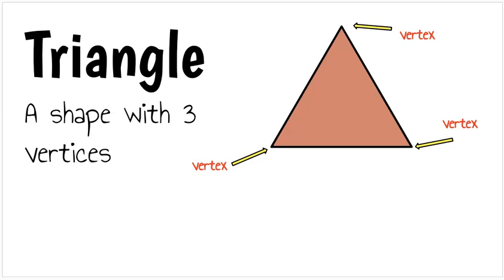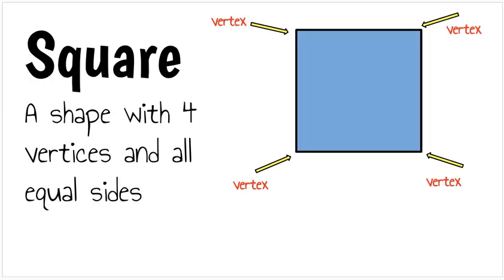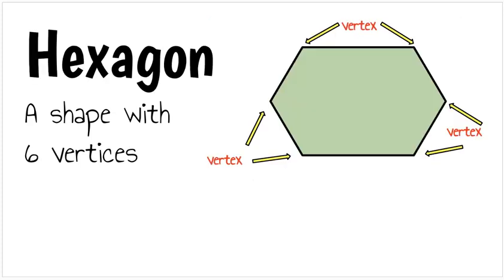Next we have triangle, a shape with 3 vertices. So we see 3 corners where the sides meet, has 3 vertices. A triangle is a shape with 3 vertices. A square is a shape with 4 vertices and all equal sides. So every single one of these sides is the same length. And it has 4 vertices. So if it has 4 vertices and all equal sides, it is a square.